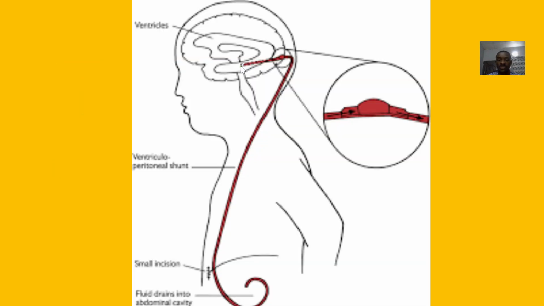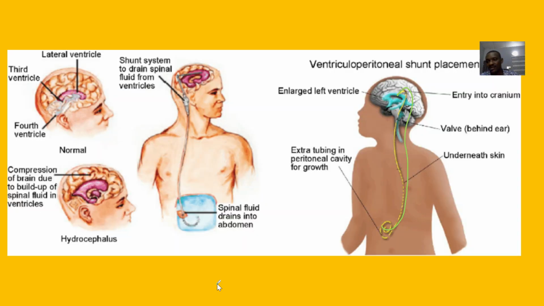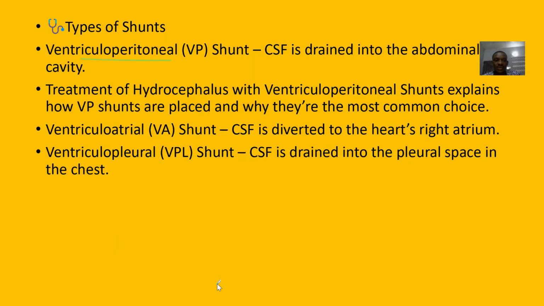So the types of shunt: the ventricular peritoneal shunt. You have the shunt here, and from here the catheter continues down, so it is via shunt and catheter. We have the ventricular peritoneal shunt used in treatment of hydrocephalus.